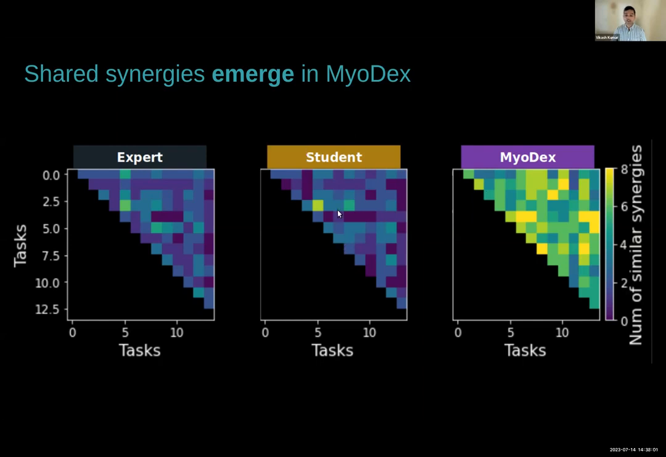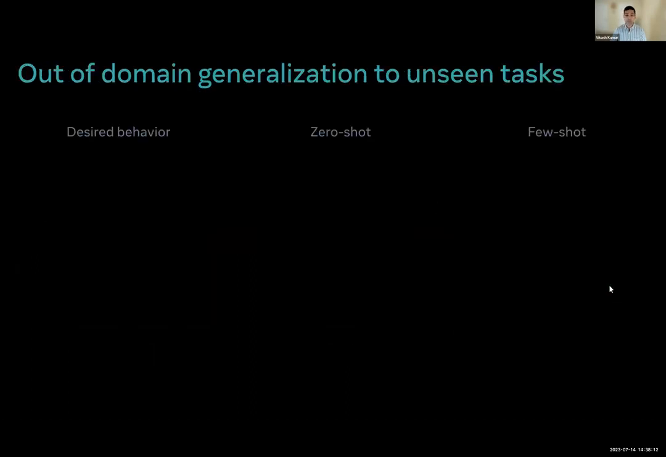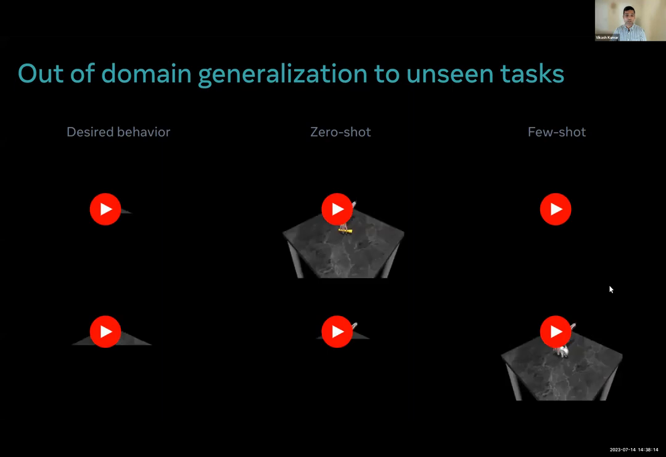But the student-teacher policy, this method, basically tries to find isolated solutions that are not as generalizable when you're trying to do task transfer. So that's why the MyoDex policy ends up doing really, really well. So let's go a little bit deeper into seeing what exactly it is doing.